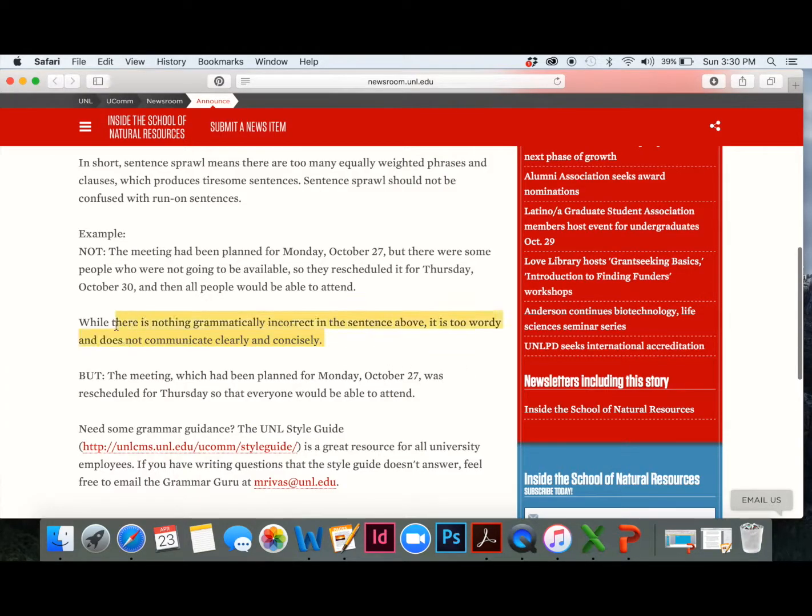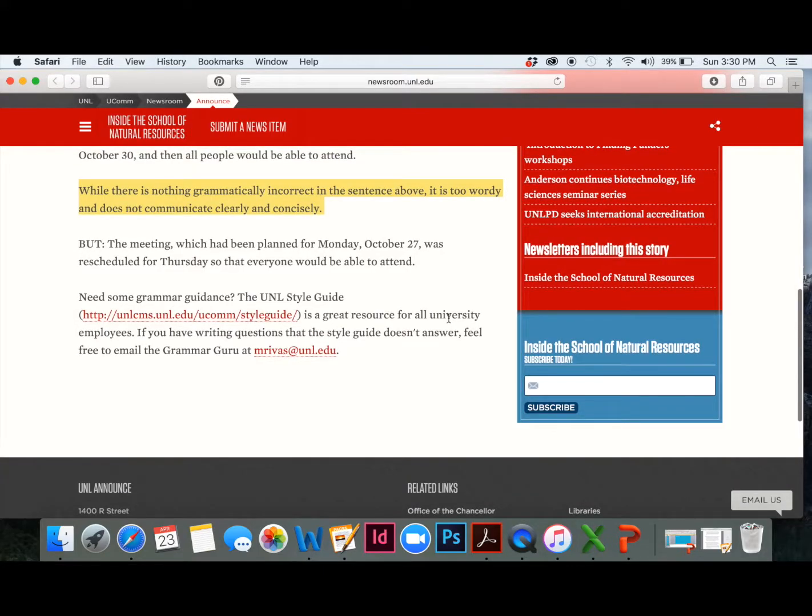So one thing that I'm really highlighting here is that they mention that there actually isn't anything grammatically incorrect with sentence sprawls. However, it does make sentences too wordy, and it doesn't communicate your thoughts clearly. This is definitely important if you want to make sure you're not going to lose your audiences, or that they're just going to skim through what you're writing instead of grasping what you're actually trying to say. I really think this website is a great resource if you're trying to learn more on sentence sprawls.